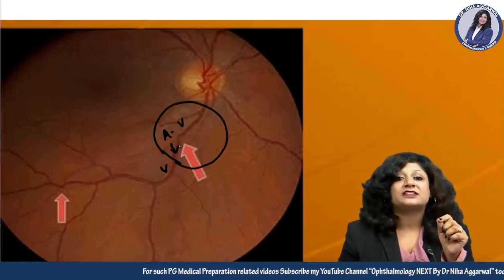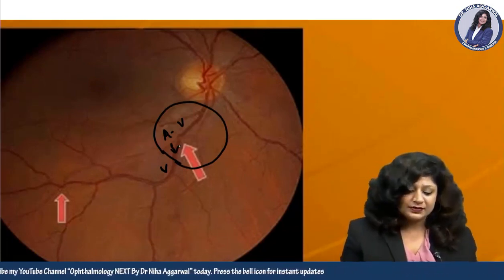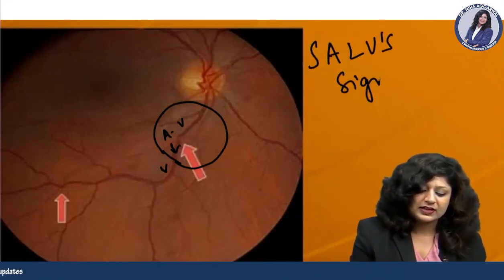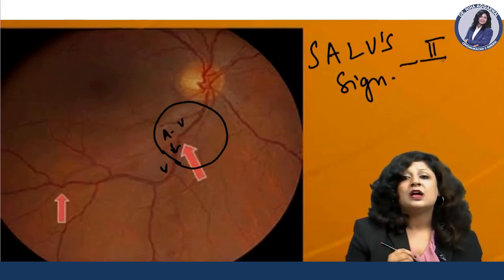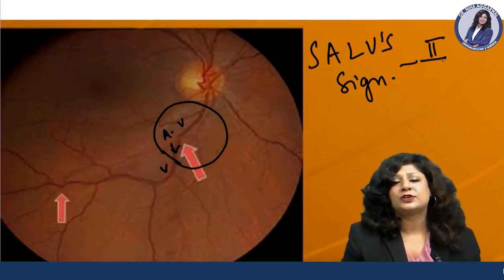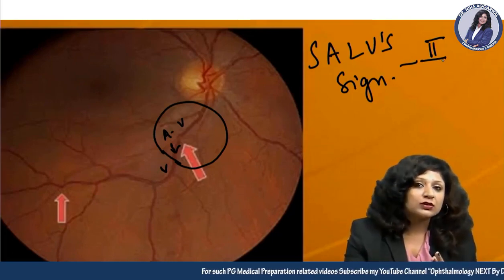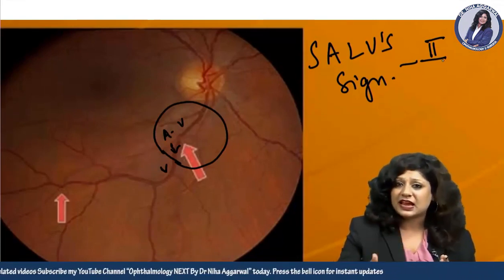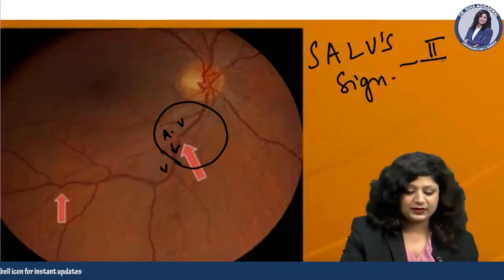So whenever there is a deflection of the vein at the arteriovenous crossing, this sign is called the Salus sign, which is actually found in stage 2 hypertension retinopathy. Now you may see that sometimes it is also written in stage 3. The patient may show this in stage 3 also, but the earliest stage where it can be seen is actually stage 2 hypertension retinopathy.